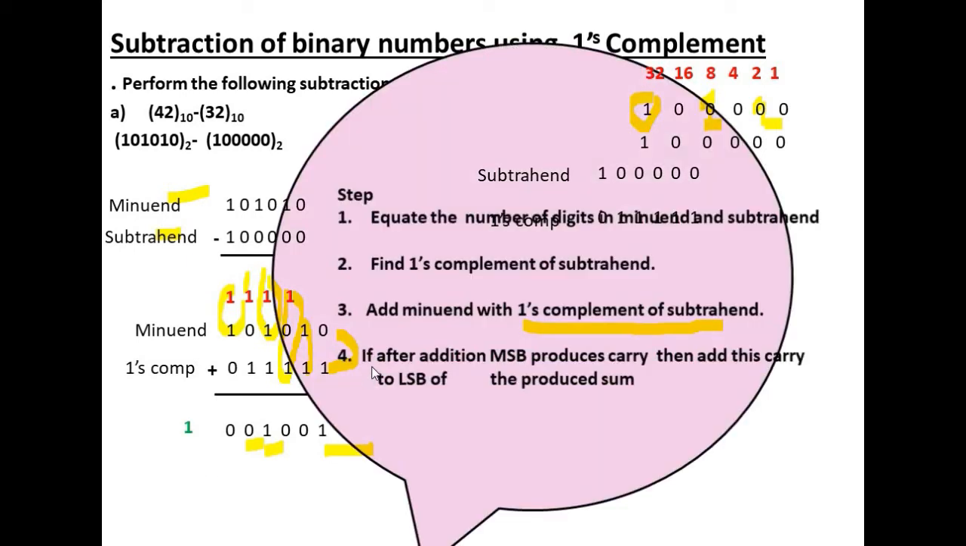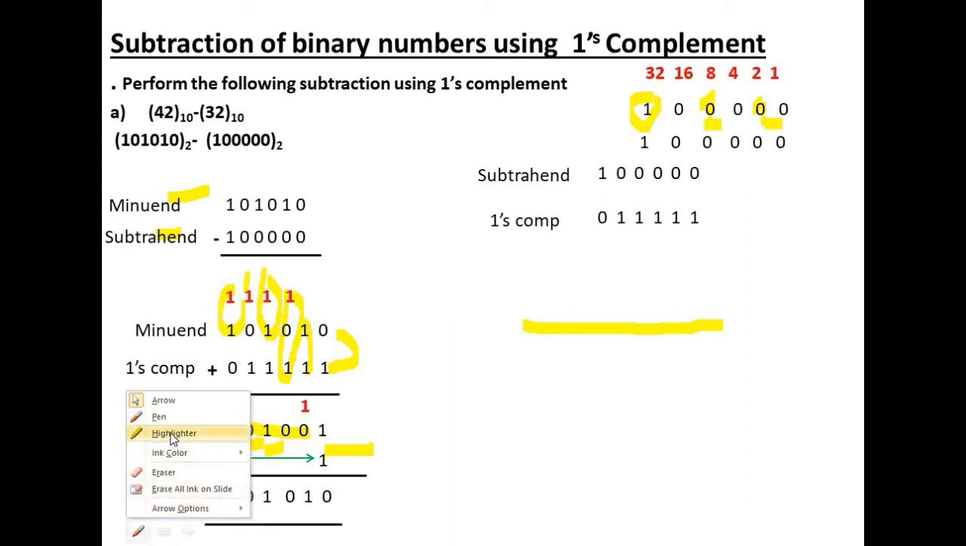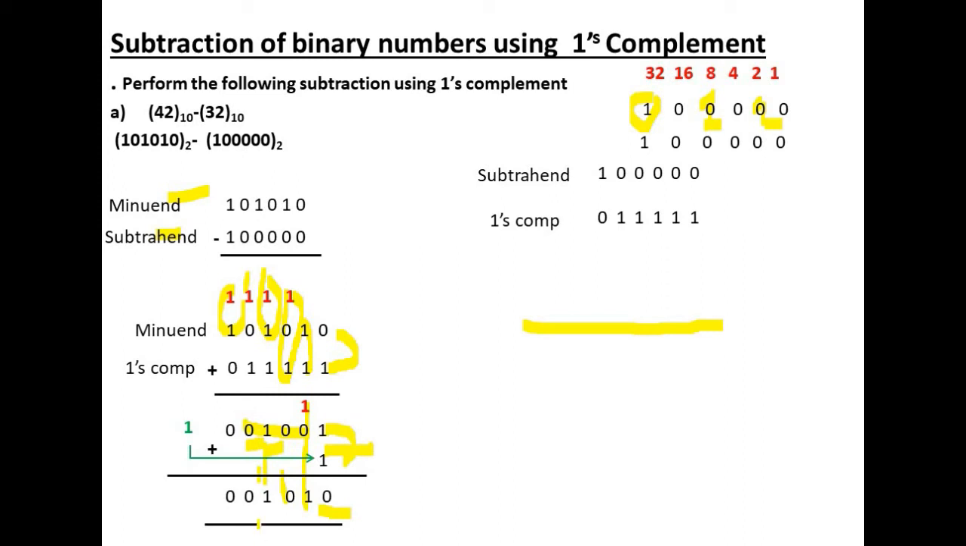The last step is, if after addition the MSB produces a carry, then we have to add this carry to the LSB of the produced sum. Here we know that this is the produced sum and this is the carry, so we have to again add this carry to the produced sum. After addition we have 1 plus 1, which will be 0 with carry 1. So 1 plus 0 is 1, then again 0, 1, 0, 0. So we have got the result as 0 0 1 0 1 0.